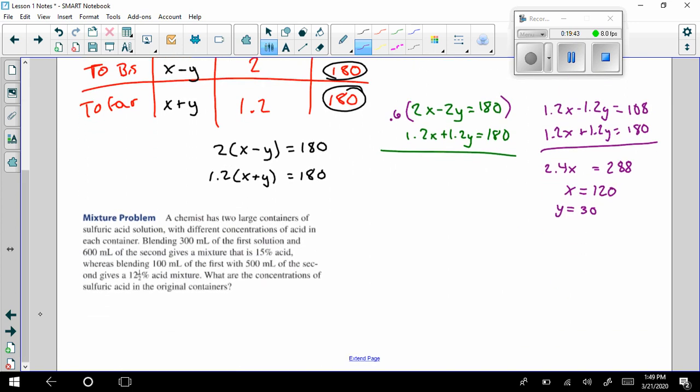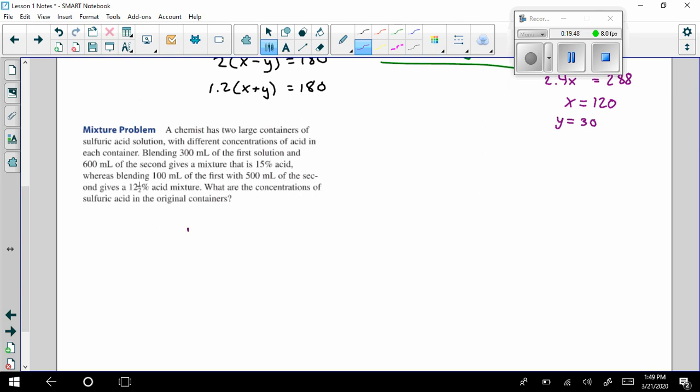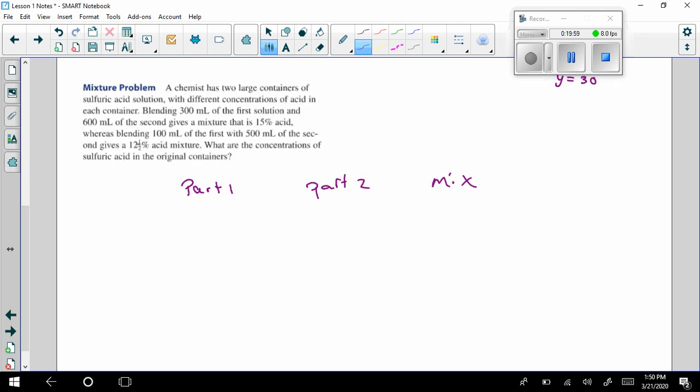Okay. This one is a mixture problem, so we've again done those before. You have part 1, part 2, and your mixture. We're doing this one as a system. If you would rather use the linear like we did before, that's fine. Remember, you have percent times amount, percent times amount is equal to the percent times the total amount. So you're just plugging those in.